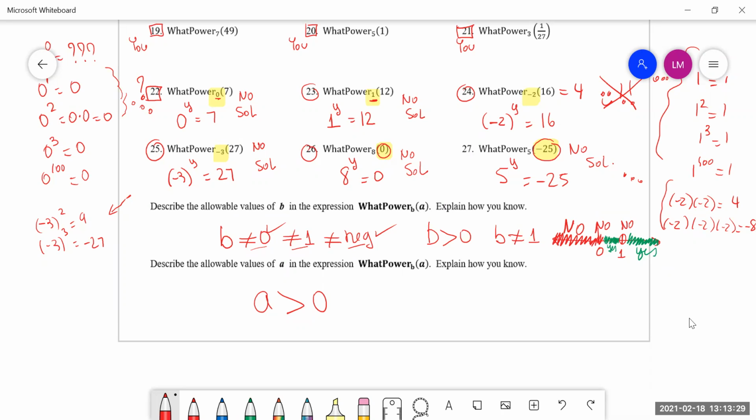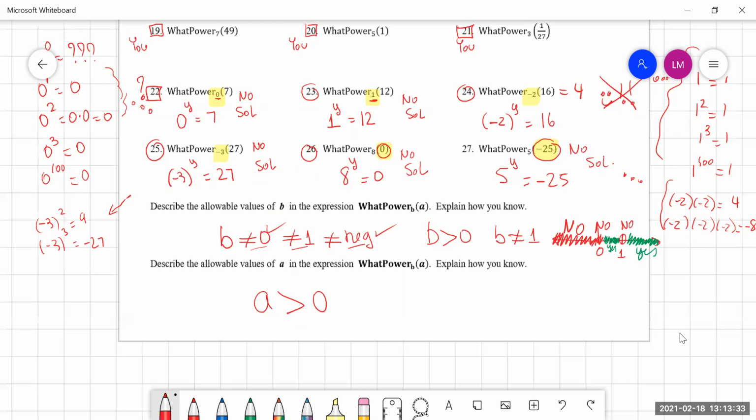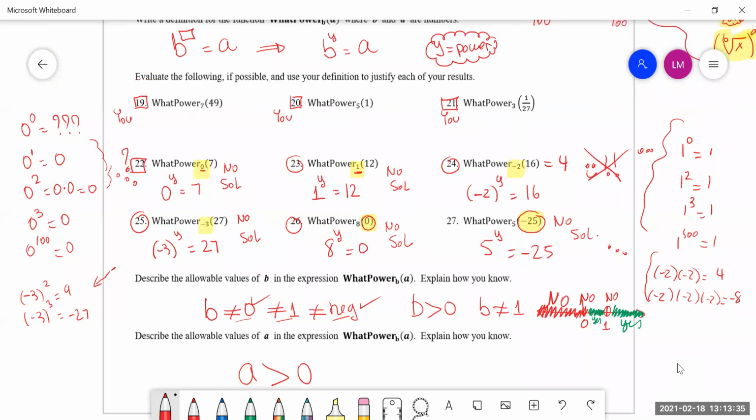Now, if you are one of those students that's like, Ms. Myers, can you prove it to me? Why is 0 to the 0 power also not 1? I would love to do that. You can come to my intervention hours and I can show you that. Okay. And that's it for today.